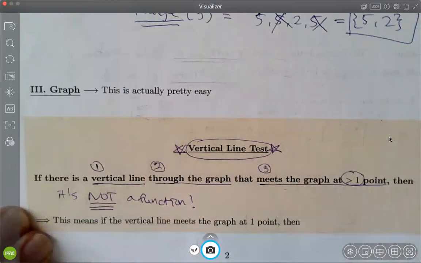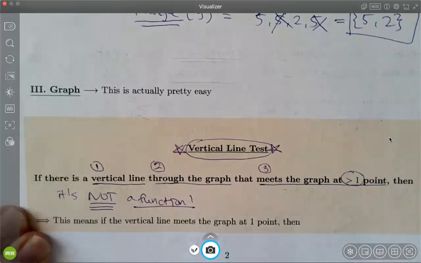Okay. Now, once we go to section 4.1, which I think we can get to sometime this week, there's yet another line test called the horizontal line test, and that's for something else. So for the vertical line test, we use it to tell whether something is a function or not.